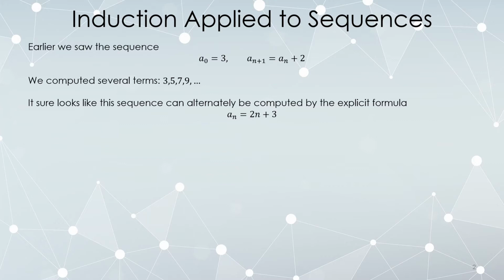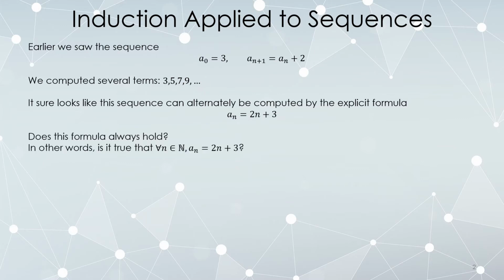Now you can check that if n is 0, you get a sub 0 equals 3, which was correct. For n equals 1, you'll get a sub 1 equals 2 plus 3 or 5, which does match what we computed based on the recursive definition, and so forth. Does this formula, however, always hold? In other words, we're asking, is the following statement true? Given any natural number n, a sub n equals 2n plus 3.